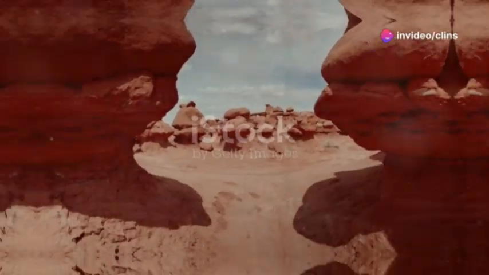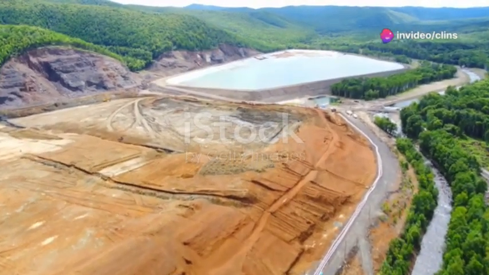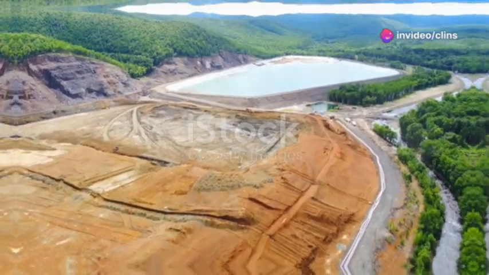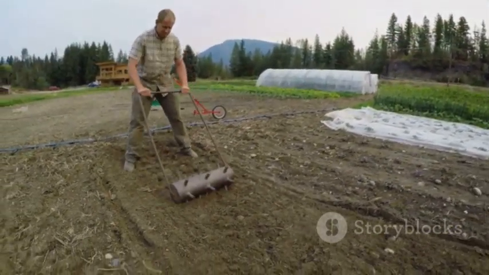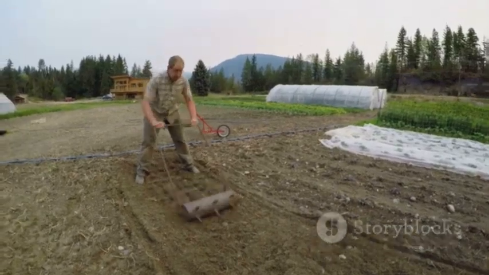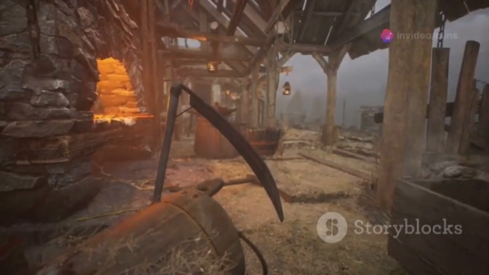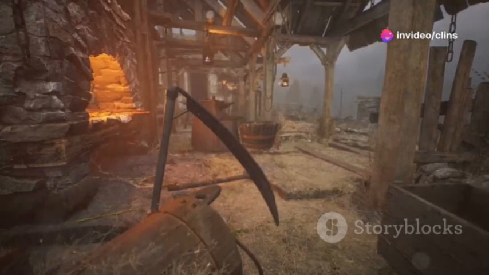Let's take a step back and look at the historical perspective on non-renewable resources. During the pre-industrial era, natural resource use was limited and largely sustainable. Populations were smaller and the technology for extraction was less advanced.